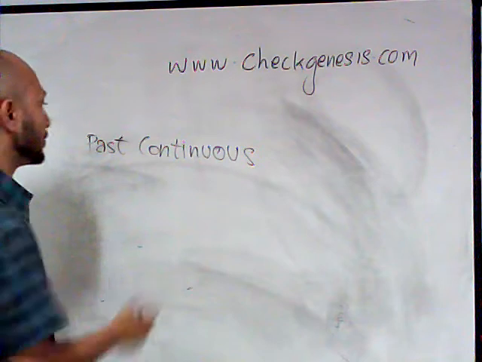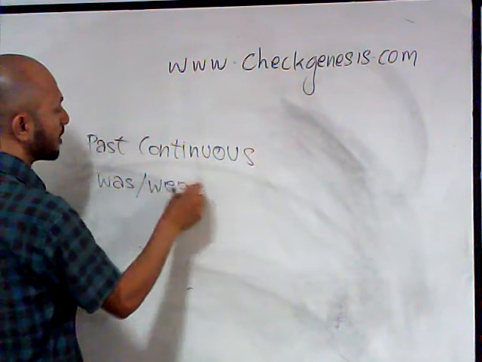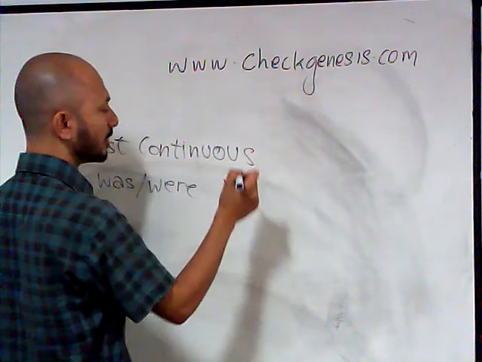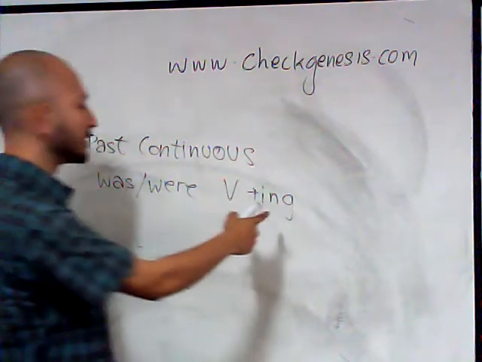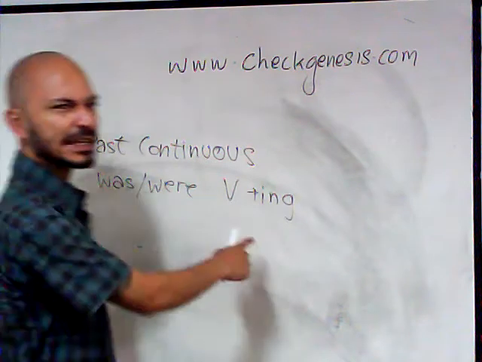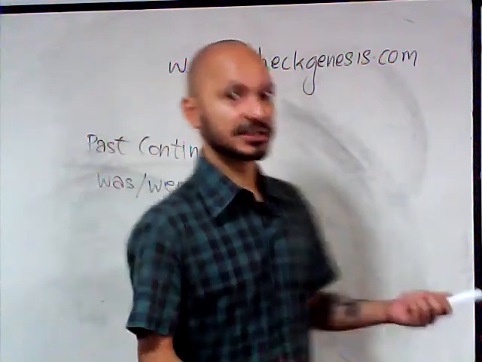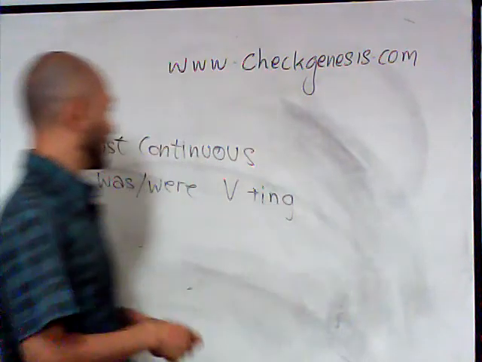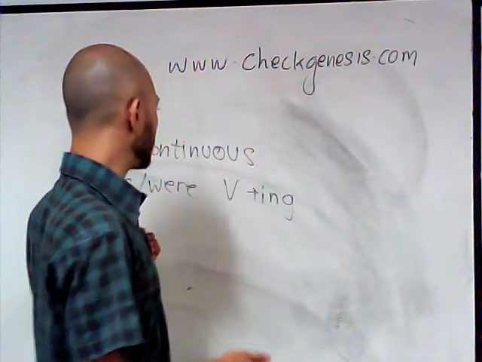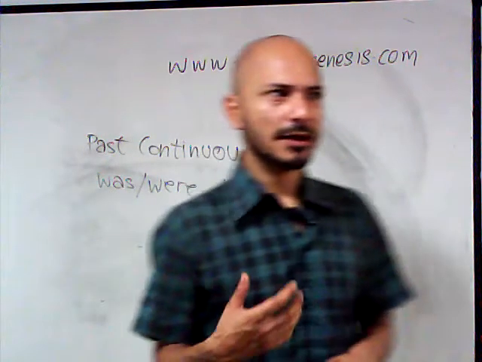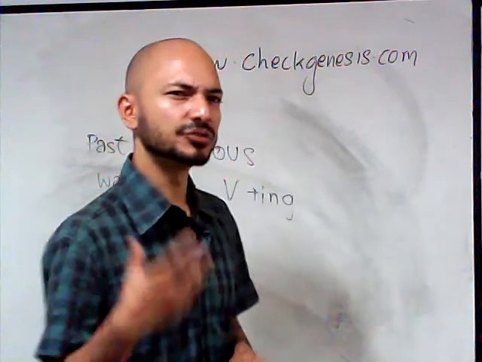the form which we use is normally was or were, and then the verb and the ing. Okay, the basic form of the verb and then the ing. So I was eating dinner last night, and we were playing chess yesterday, and so on. So now the question over here is we have to choose between was and were.